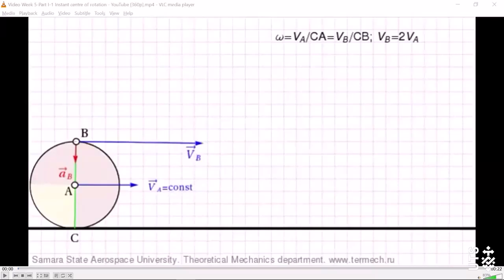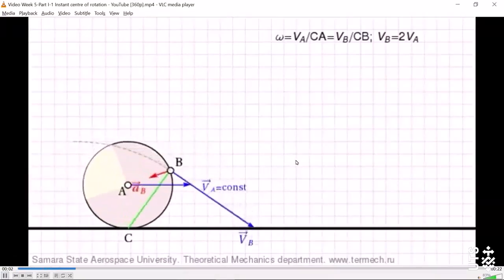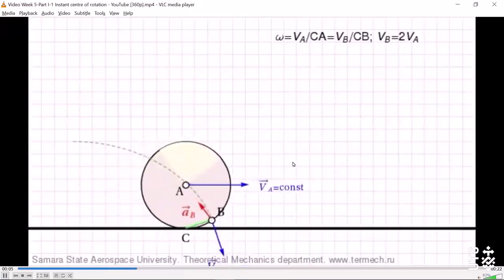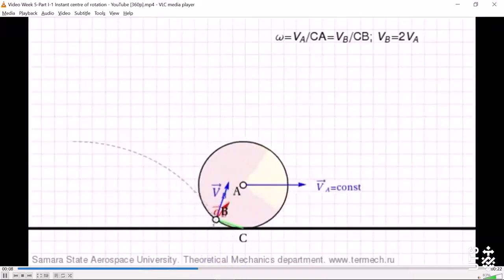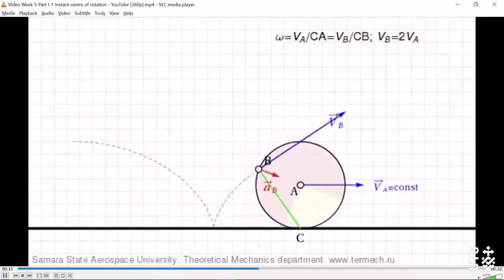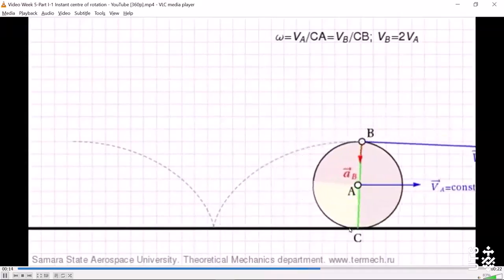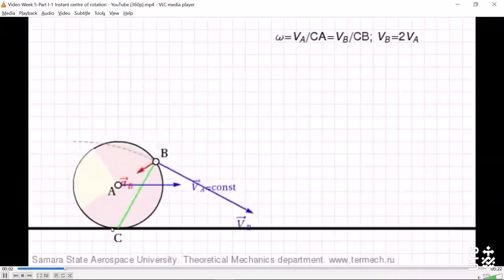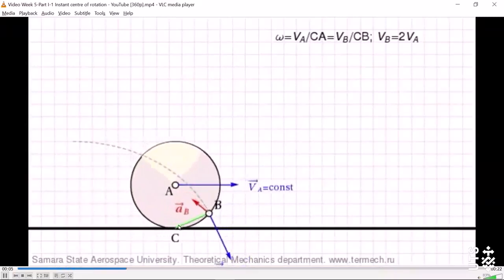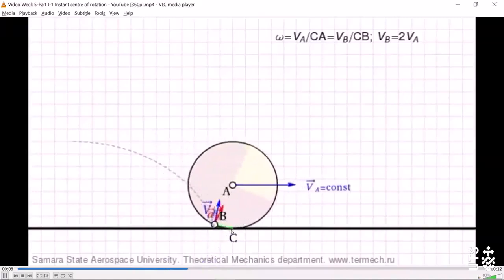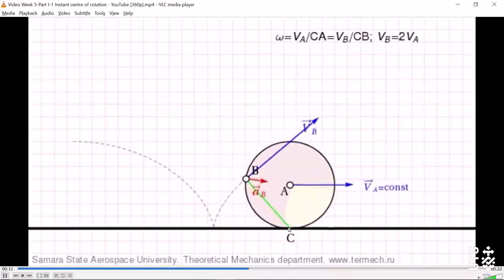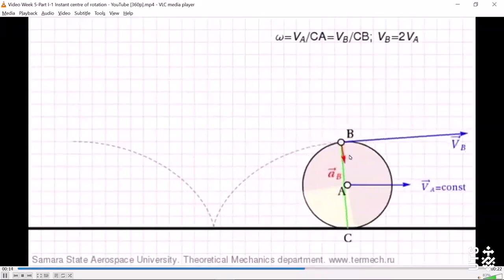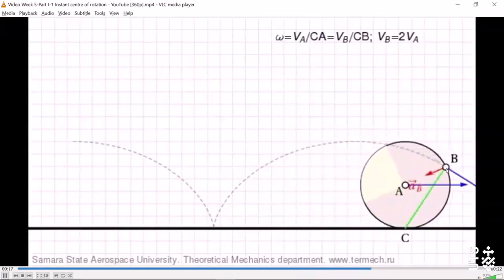We watched this video before. Let me show you again. Look at the velocity. C is the IC point, so at point C, the velocity is 0. And because this is the IC point, we can easily find the velocity of point B.